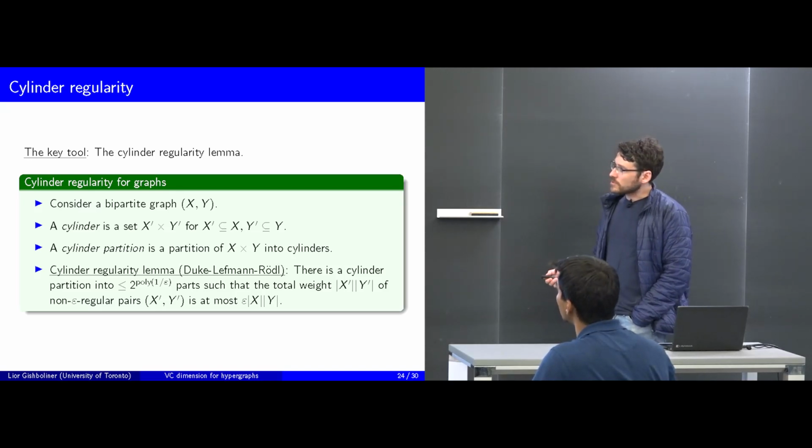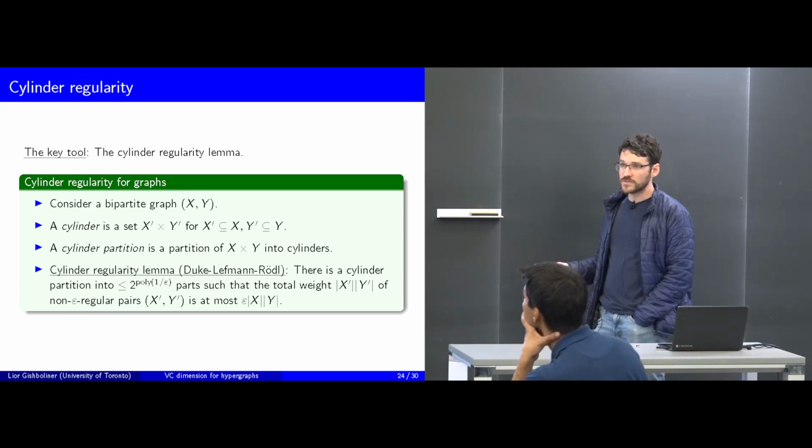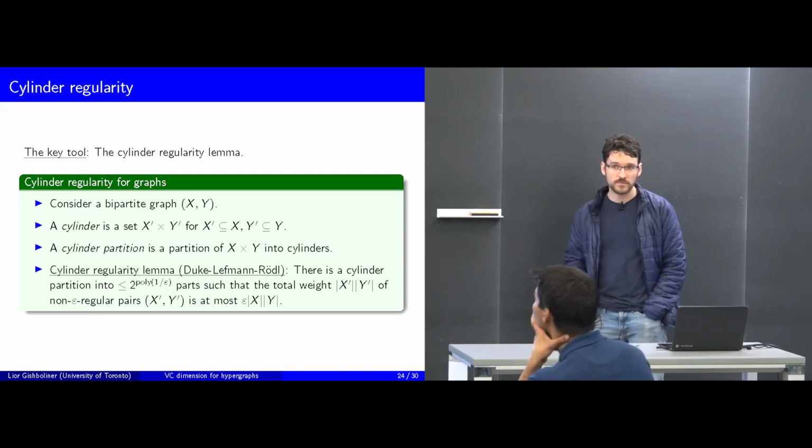And the important thing, so far what I told you just follows from the regularity lemma. There is no news here. The only news is that the number of parts is much smaller. The number of cylinders is only exponential in 1 over epsilon.